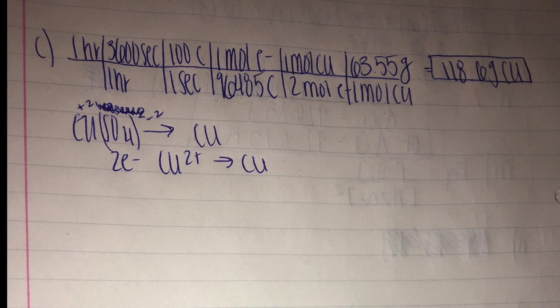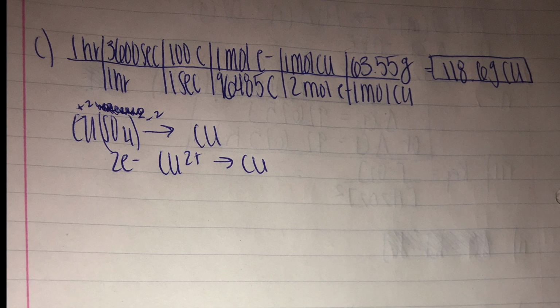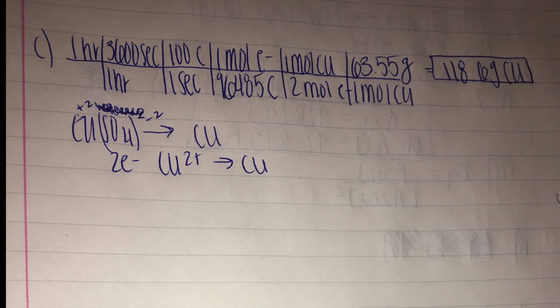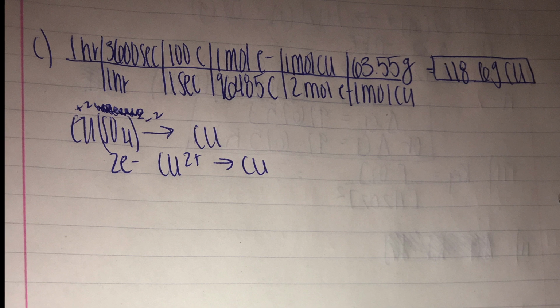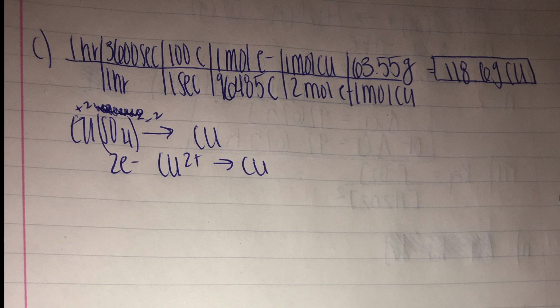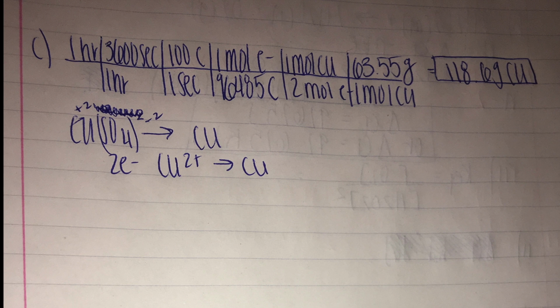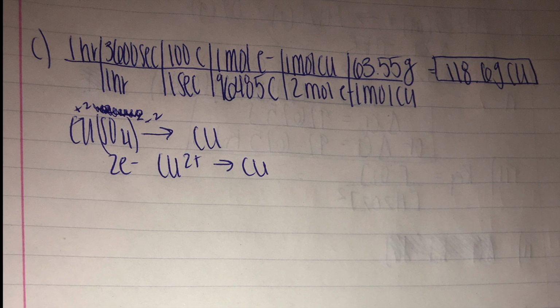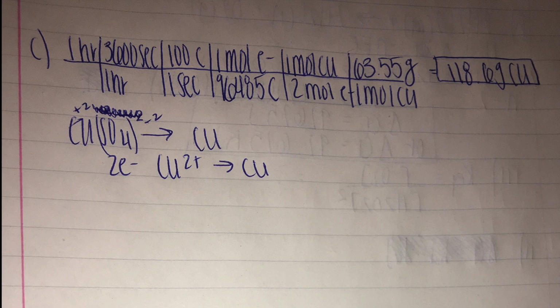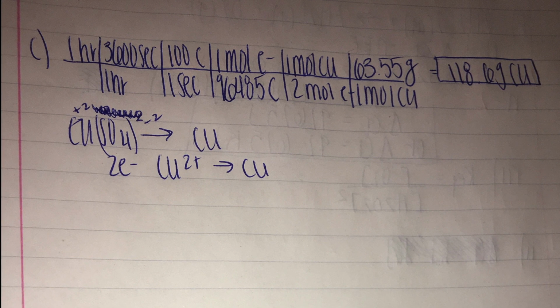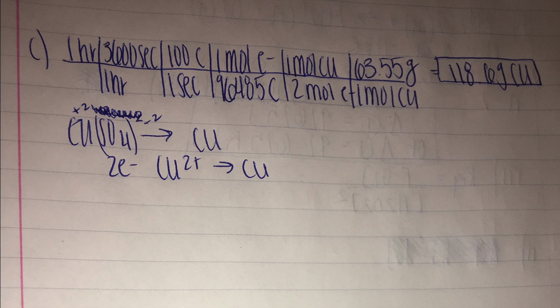There is 1 mole of electrons for every 96,485 coulombs. Then I convert from moles of electrons into moles of solid copper using the coefficients from the balanced equation. There are 2 moles of electrons because copper 2 plus ions gain 2 electrons to form solid copper. So there is 1 mole of copper for every 2 moles of electrons. Then I multiply by the molar mass of copper, 63.55 grams, and find the mass of copper produced is 118.6 grams.